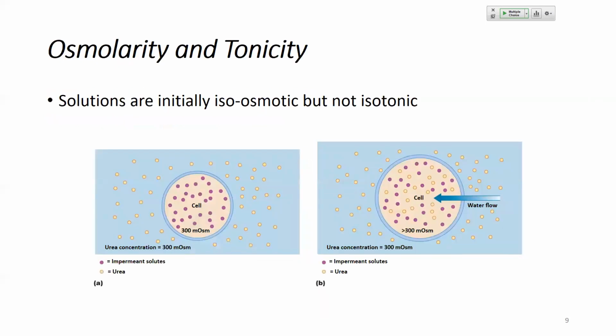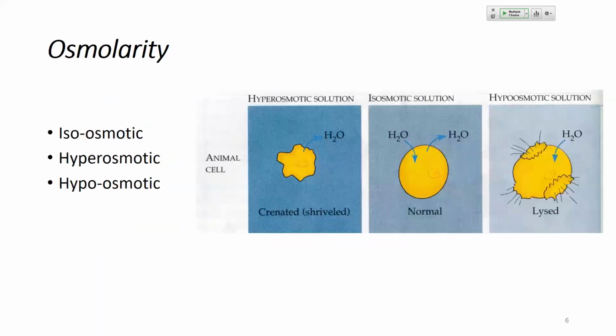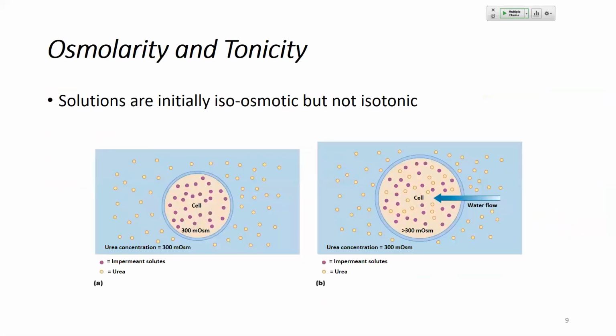Now, we said that osmolarity and tonicity are different, and we'll use this example to illustrate those differences. So a solution can be initially isoosmotic. Just to go back here and redefine what osmolarity is, isoosmotic meaning that the extracellular fluid is the same osmolarity as the intracellular fluid. So let's jump back here. This fluid on the left side starts out being isoosmotic.